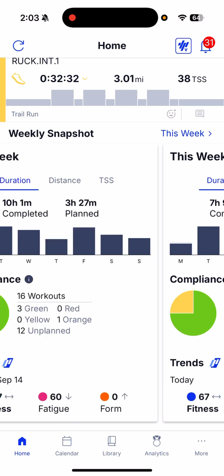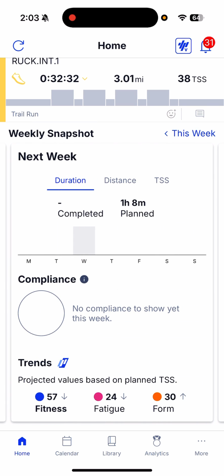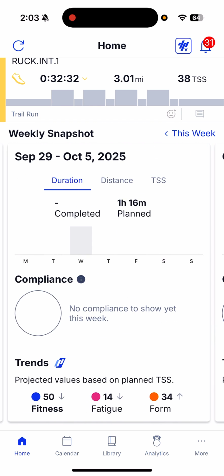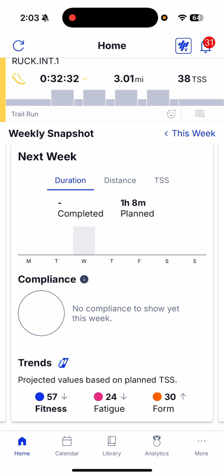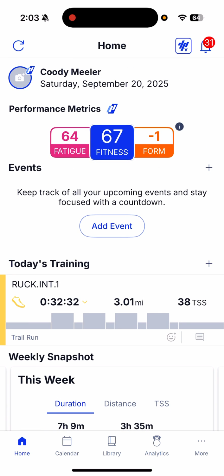If I were to go forward in time, TrainingPeaks will assume that you're not training anymore, okay, and you see that form go up. So the projected values are based on the planned training, but if you don't have any training planned, or if you don't have all of your training in there, then it will assume that you're not doing as much, and it will adjust that according to what's in TrainingPeaks. So that is fatigue, fitness, and form.